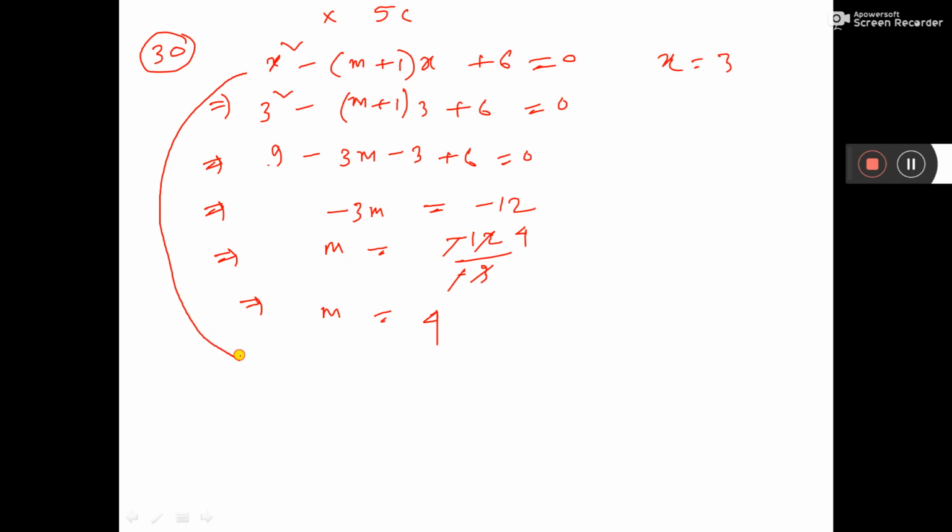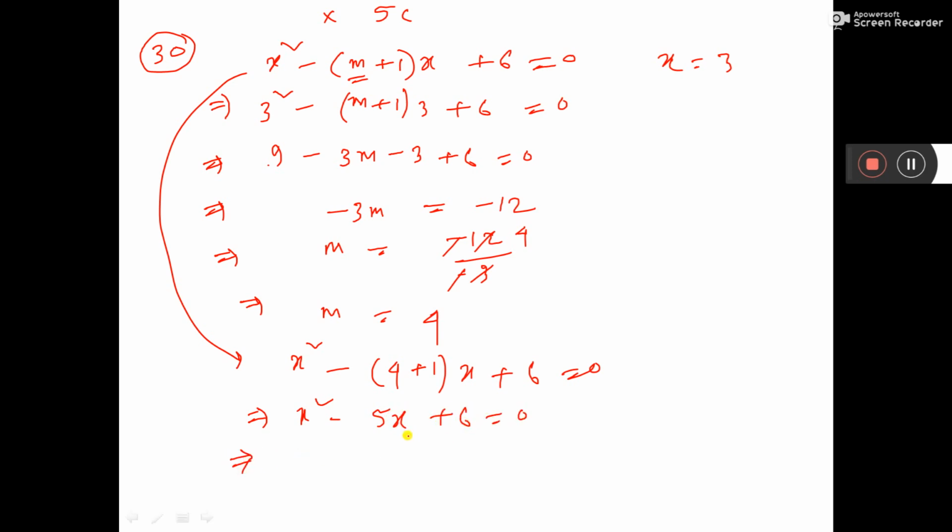Now in this equation you put the value of m. So x square minus (4 plus 1)... see here, m value we have got 4. So (4 plus 1) into x plus 6 equal to 0. So you are getting x square minus 5x plus 6 equal to 0.